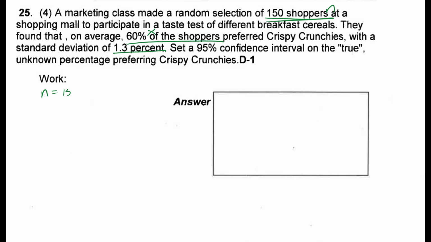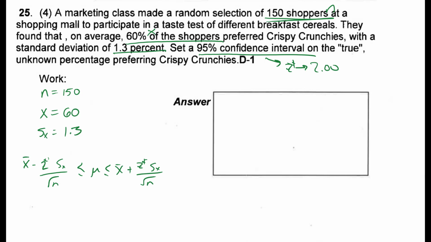N is going to be 150. Our sample average is going to be 60%. And our sample error is going to be 1.3. So I need to set a 95% confidence interval. That's going to be my Z star becomes 2.0. Okay. So all I need to do is set up my confidence interval.